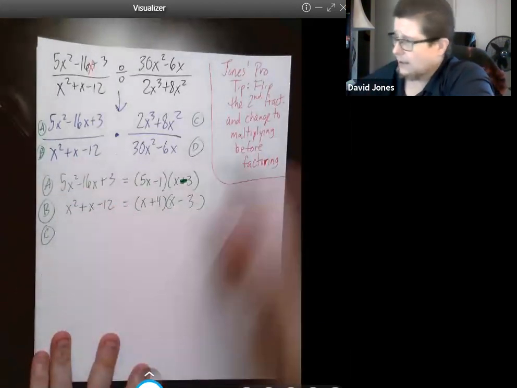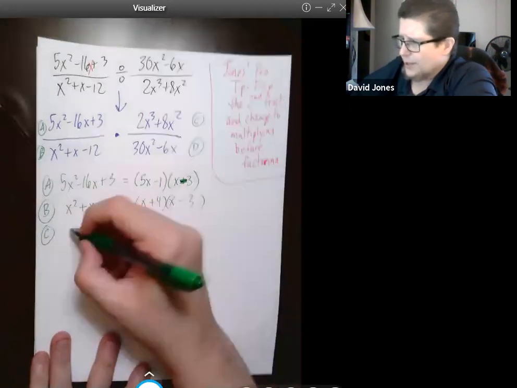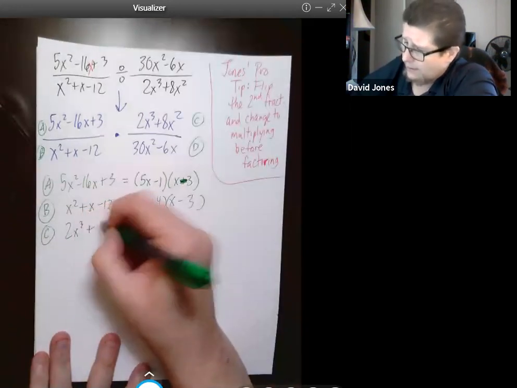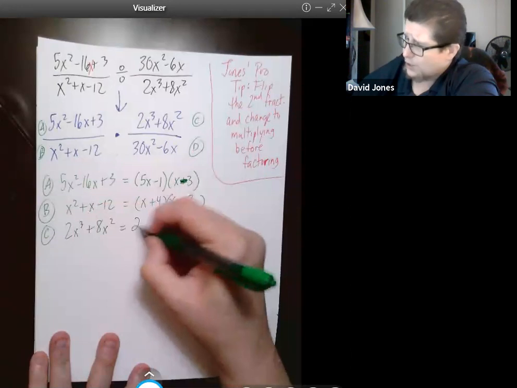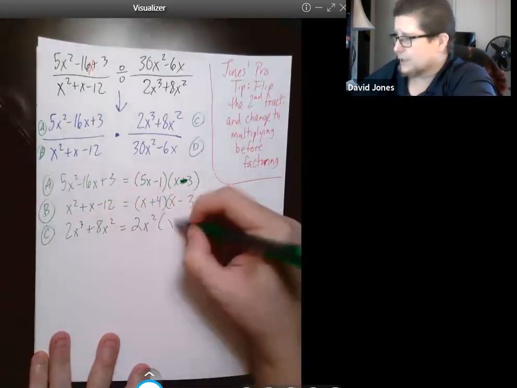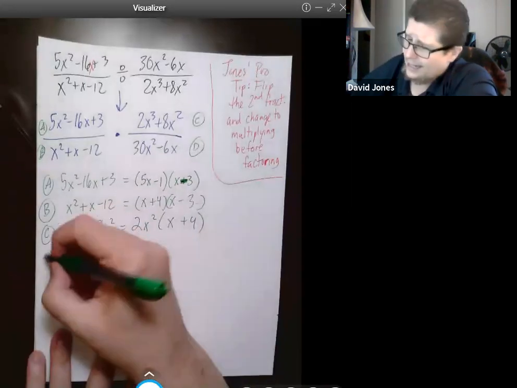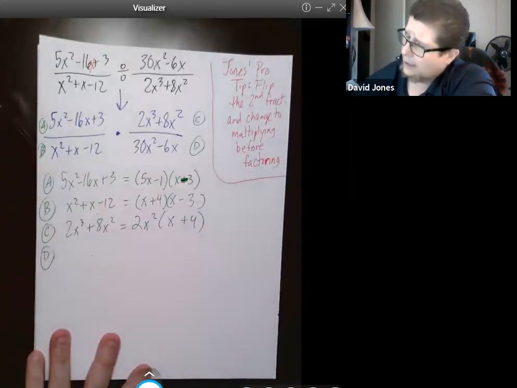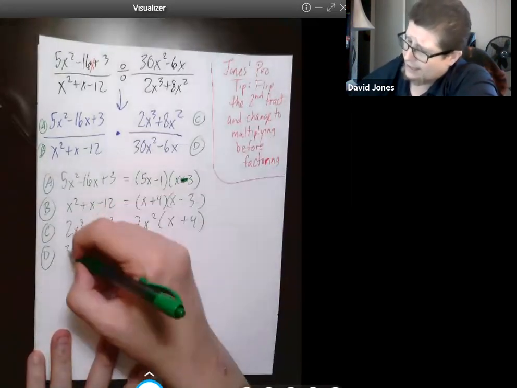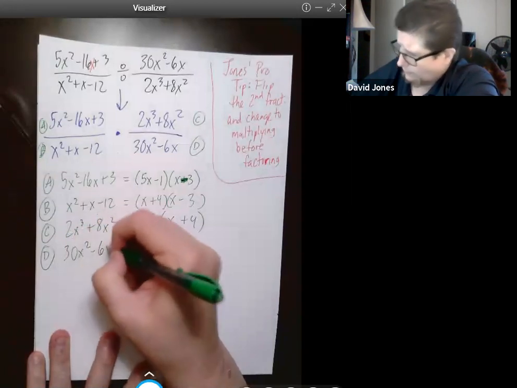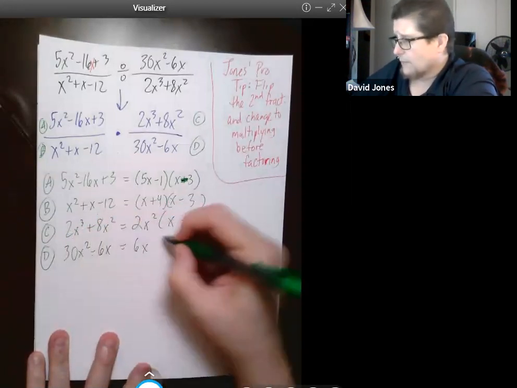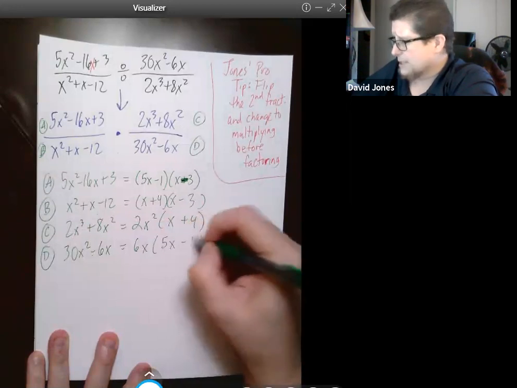C, I can factor out a 2x squared. 2x squared comes out, and it leaves behind an x plus 4. And then the D, they both have a 6x in them. Leaves behind a 5x minus 1.